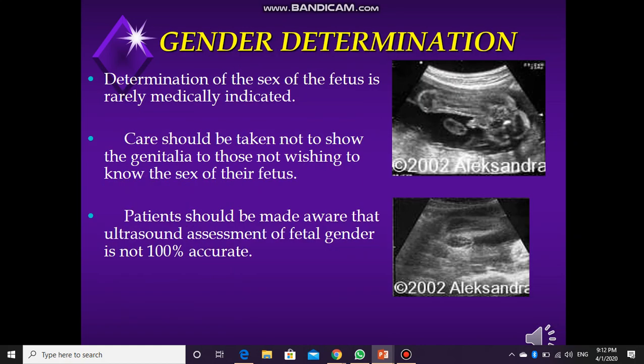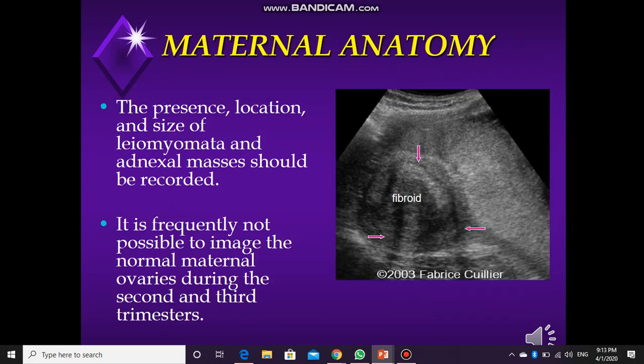For gender determination, it is very important that we tell the patient that it is not 100% accurate, and we must take care with those not wishing to know the sex of their baby. For maternal anatomy, we must record any abnormality in the maternal pelvic anatomy, like fibroid or adnexal mass.